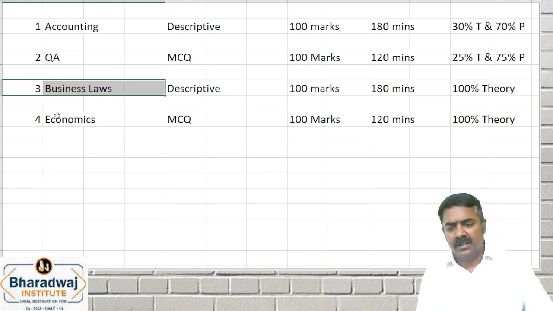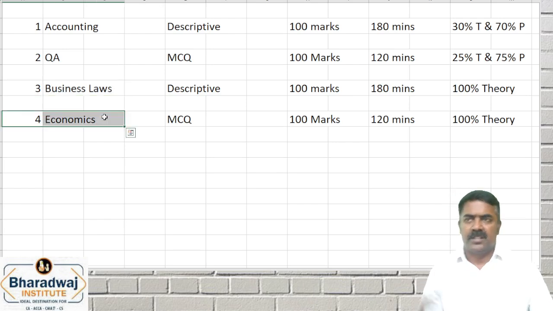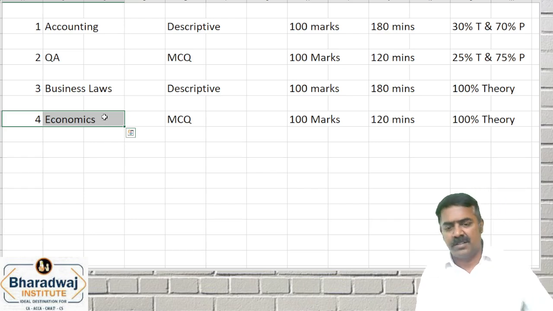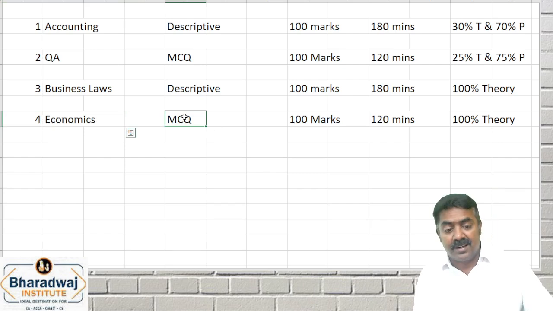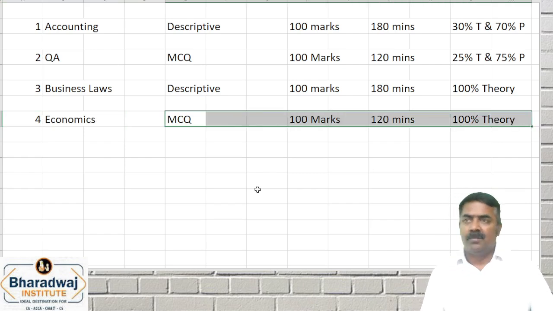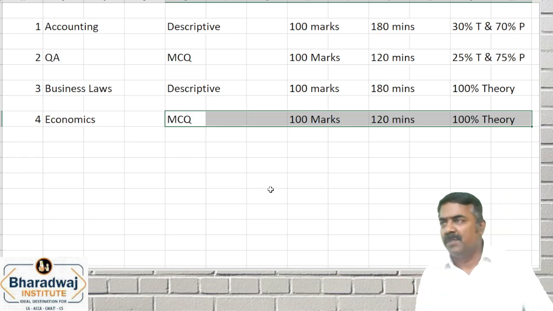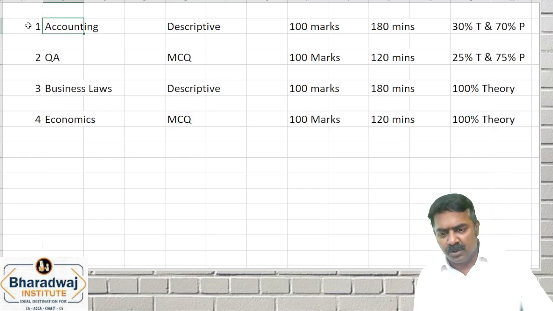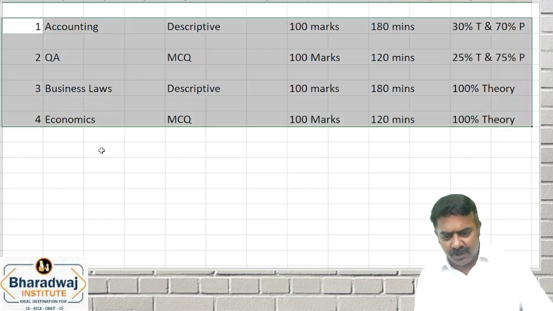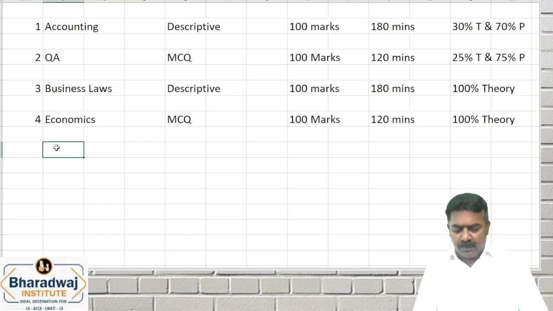Then economics, of course, it's an extension of your +1 and +2 knowledge, but in-depth knowledge. In-depth knowledge in economics is required because you are going to be tested, not descriptive, but multiple choice questions. Multiple choice questions can be tested from anywhere in your material. So this is about the 4 subjects that you are going to undergo. Of course, you know the passing minimum.